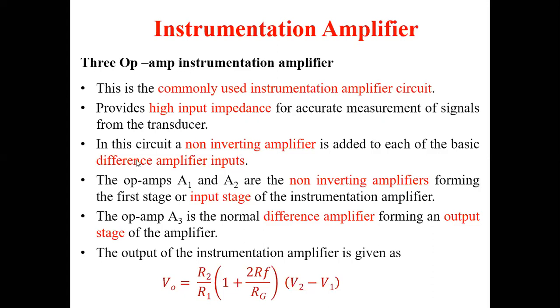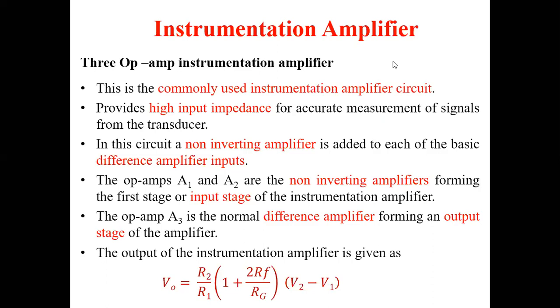In the circuit, we have two non-inverting amplifiers, whose outputs are fed to the inputs of a differential amplifier. Here, op-amps A1 and A2 are the non-inverting amplifiers forming the input stage, and op-amp A3 is the normal difference amplifier forming the output stage. Therefore, the output of the instrumentation amplifier is given as V0 equals R2 by R1 into 1 plus 2RF by RG into V2 minus V1. This constitutes the instrumentation amplifier.